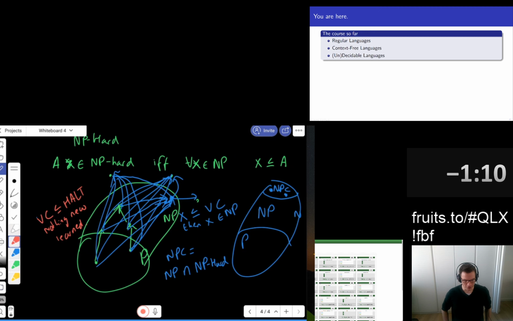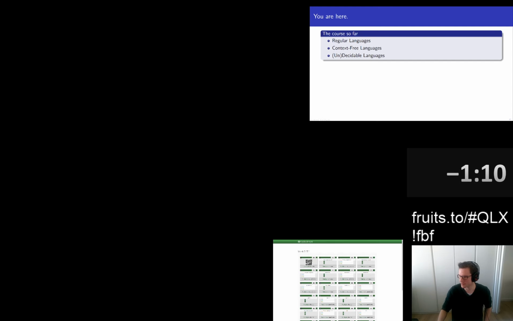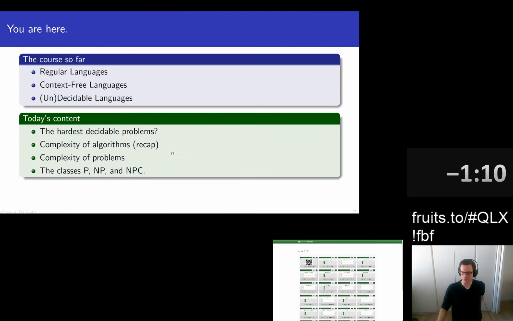So, we talked in the course already about regular languages, context-free languages, undecidable and decidable languages. Today we talked a little bit about the hardest decidable problems. Well, not yet the hardest, but at least we saw that there are polynomial and exponential problems. We talked about the complexity of problems, and we talked about 3 classes of complexity, P, NP, and NP-complete.